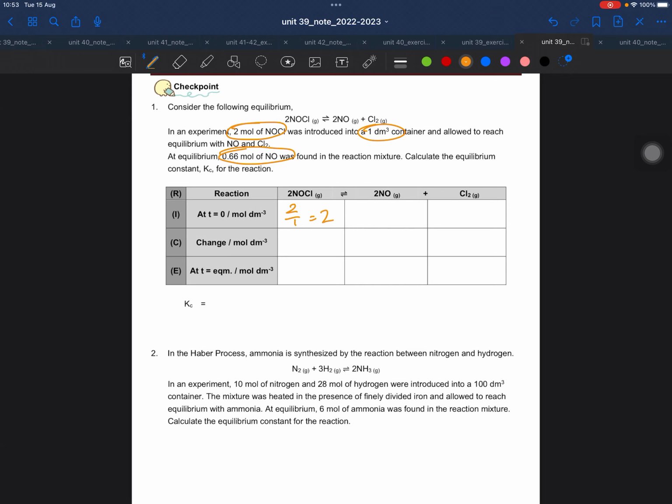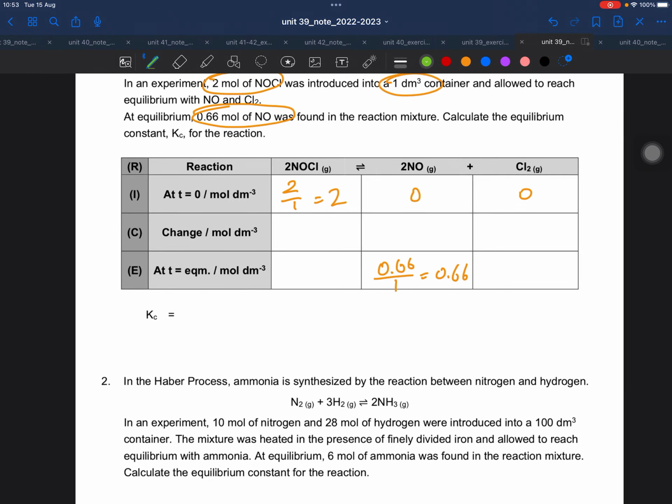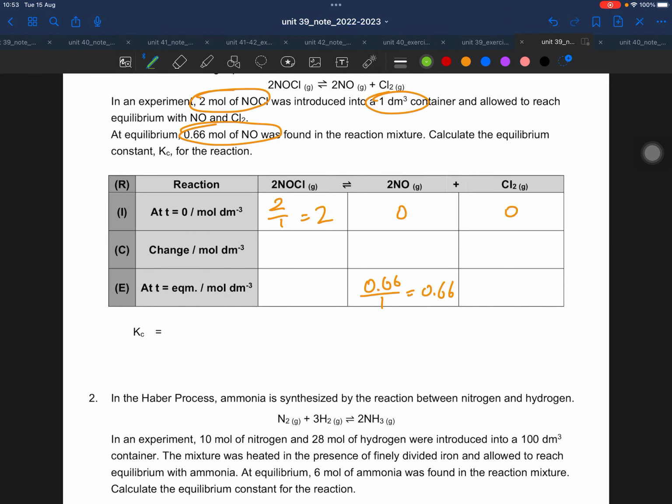This equals 2. Well, at first sight, there is no chlorine and nitrogen monoxide, and at equilibrium, there is 0.66 over 1. Yes, some of you may wonder, is it necessary to write the steps mole over volume? Well, this is not necessary after you handle the technique. Now, here is the basic information given by the exercise. So let us go through the detail.